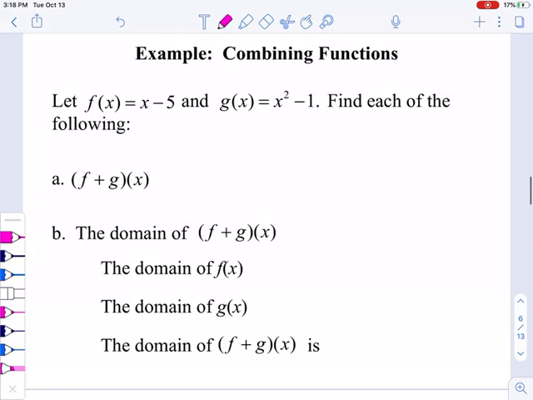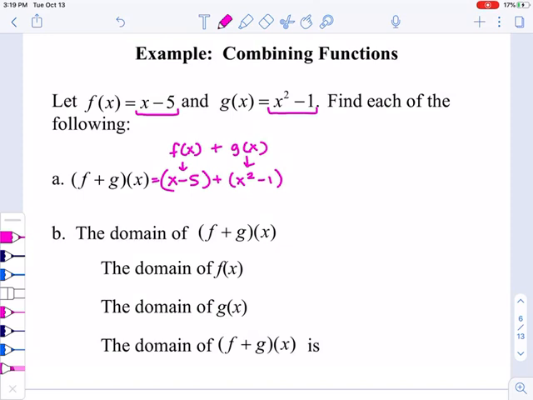So let's try one. If we were to combine the functions, it says let f of x be x minus 5 and g of x equals x squared minus 1. Find each of the following. So we have part A, we are going to go about adding the two functions together, and then in part B, we're going to find out what the domain of that is going to be. So if we have f plus g of x, they told us that means we have whatever f of x is that's going to add with whatever g of x is. So f of x is x minus 5. So we have an x minus 5 that we're going to add with our g of x function, which is x squared minus 1.